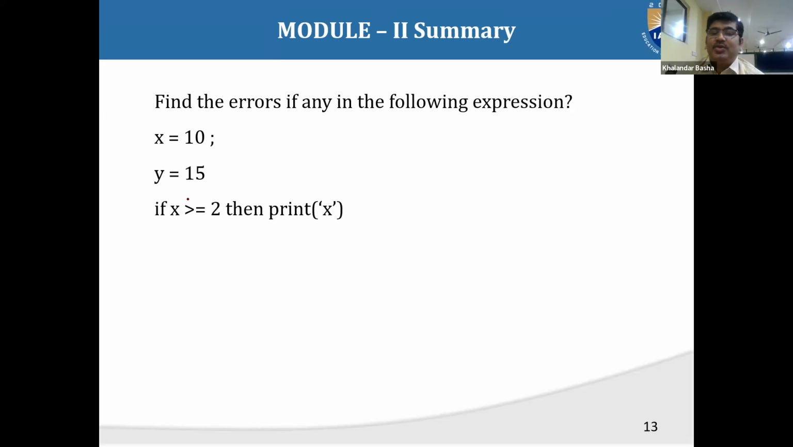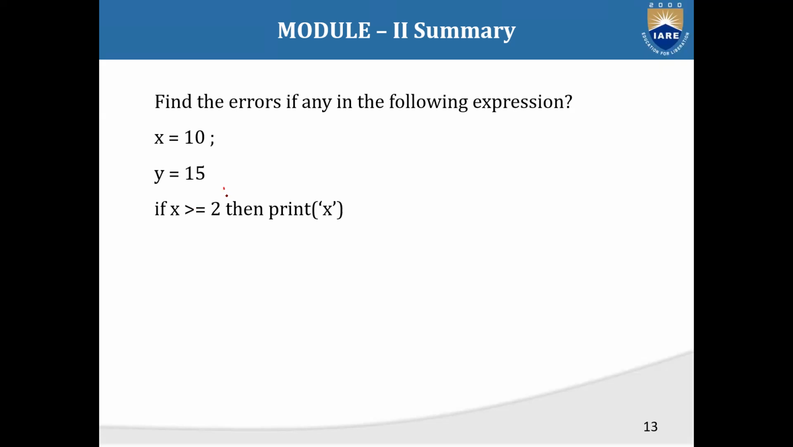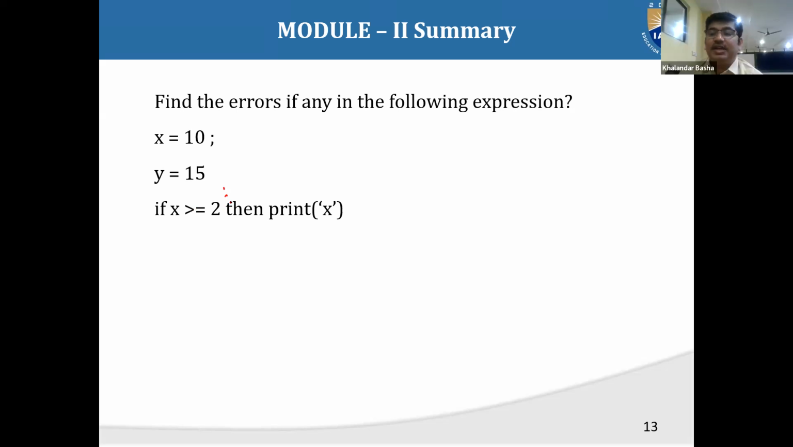If X greater than or equivalent to 2, then print X. So what are the errors we are having here? The first error is that a colon is needed here. The second one is that then is not allowed. And this print statement we have to write in the next line, print X. So what is it going to print? Whether 10 is greater than or equivalent to 2. True, right? So what is the output you can expect?